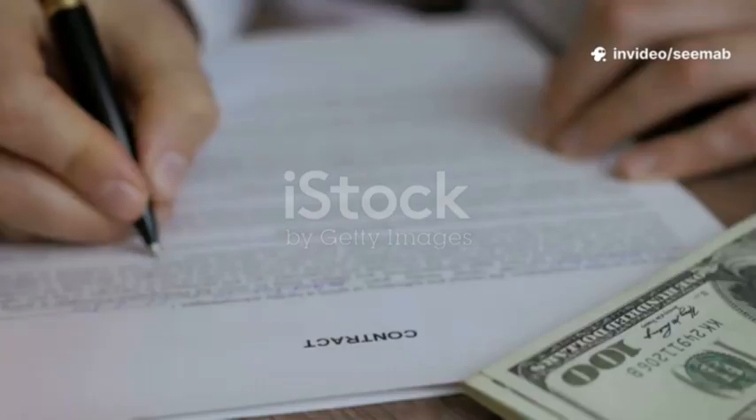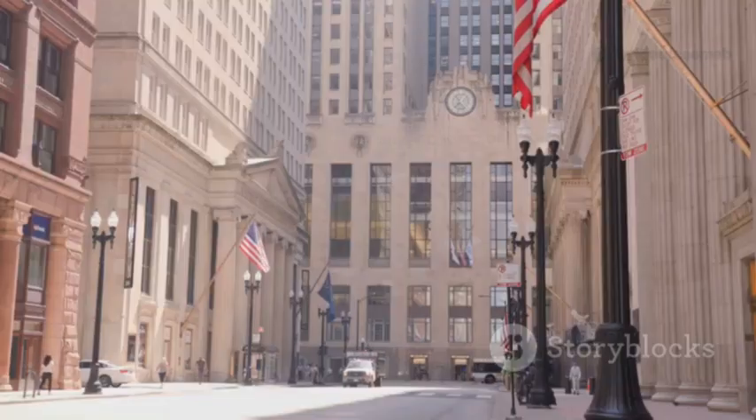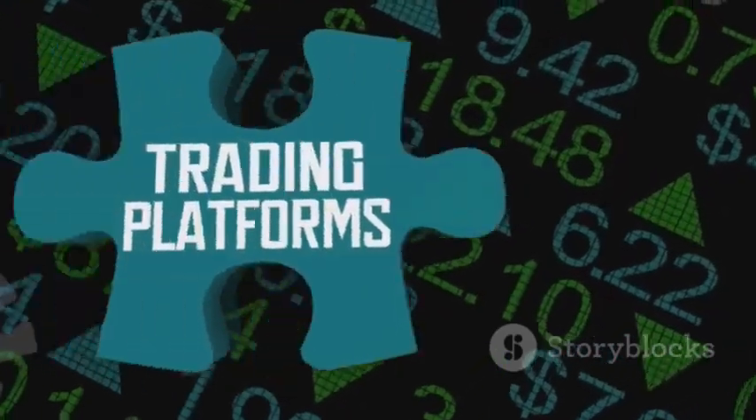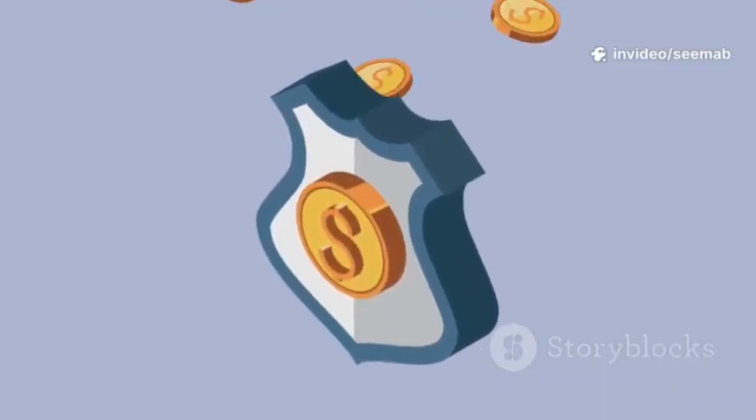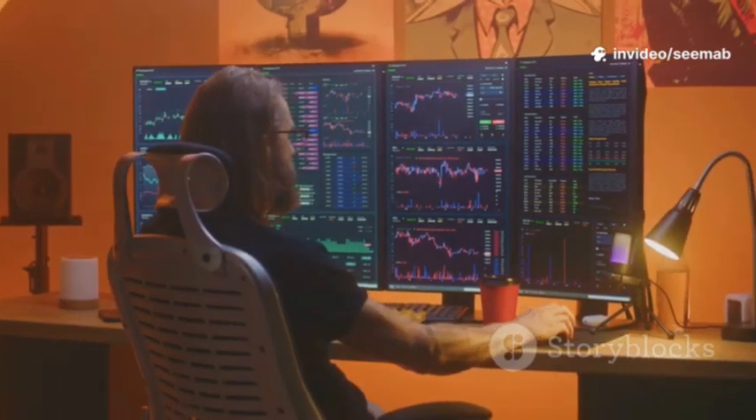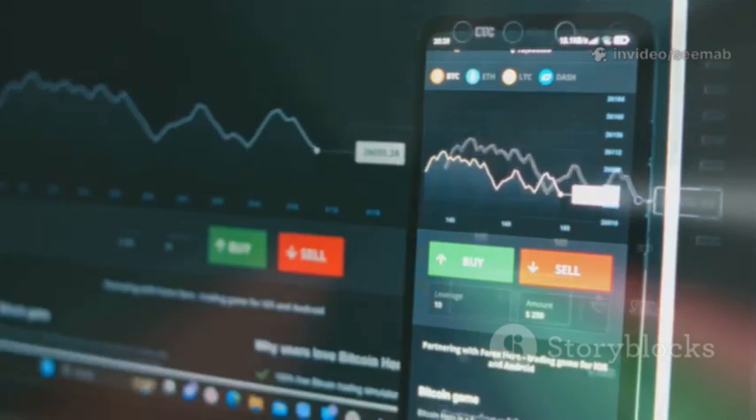Next, currency futures: contracts to buy or sell a currency at a set price on a future date. Traded on centralized exchanges, they offer transparency and structure. Big institutions use them to hedge currency risk, but retail traders can speculate on price moves too. You're not taking delivery of currency, just trading the contract's value.